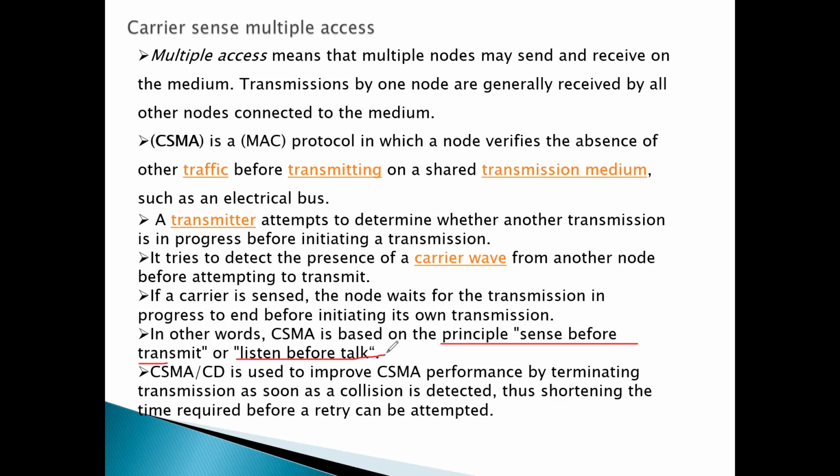Another technology is given, CSMA/CD, collision detection. CSMA/CD is used to improve CSMA performance by terminating transmission as soon as a collision is detected, thus shortening the time required before a retry can be attempted.